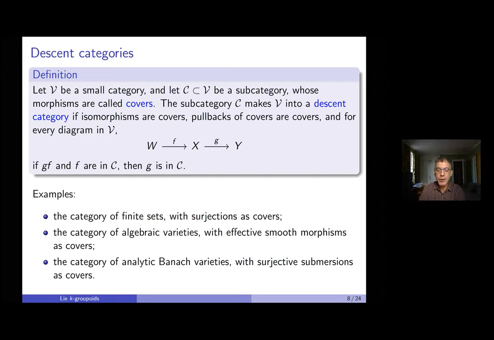And then it turns out Douady, in his doctoral thesis, invented the theory of analytic Banach varieties, and he checks that the category of surjective submersions is a descent category in the sense that I've given. Okay, so any questions about this definition?